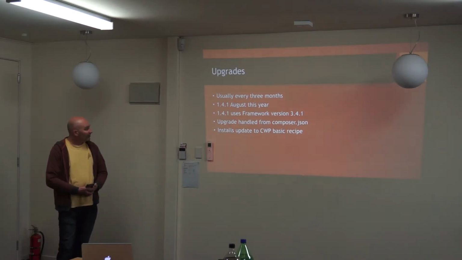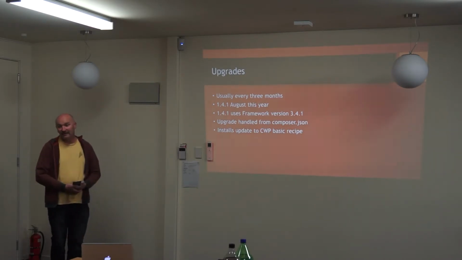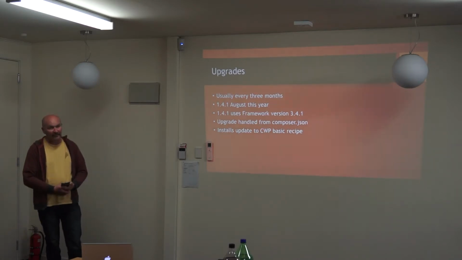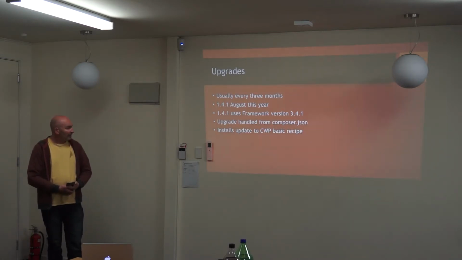They usually come out with a new version every 3 months. The version that we upgraded to last night is 1.4.1, and that came out in August. So technically we should be seeing another one coming out very, very soon. 1.4.1 uses framework version 3.4.1, so it's very up to date. I don't know how some of our authors are going to cope seeing the lack of tabs and seeing how everything looks a lot flatter now, but I'm sure they'll get used to it.